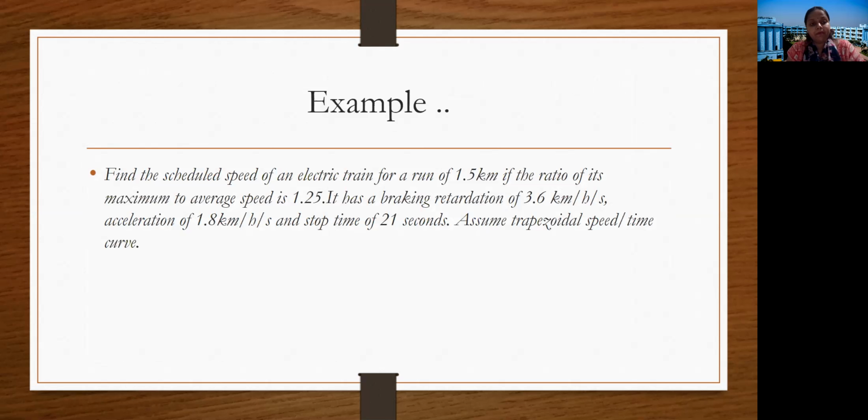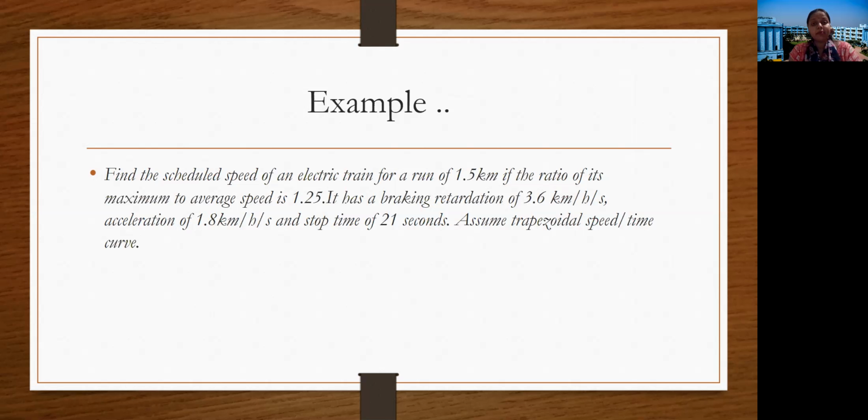Now here is an example. This is just a numerical example. We are going to have a different video lecture on this numerical problem, because a huge part of the numericals from traction will come in your exam. We have to solve simplified curve, we have to solve quadrilateral curve, we have to solve for schedule speeds. So these are the different types of numericals that we are going to solve in a different slide. Here I'm just sharing an example with you.